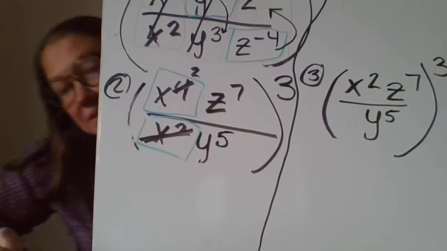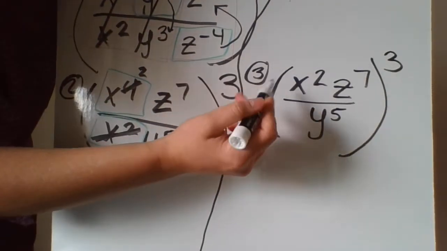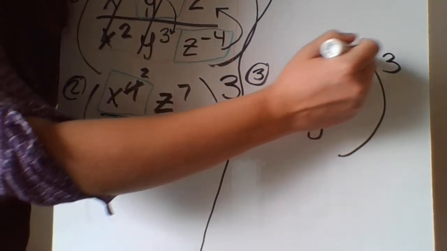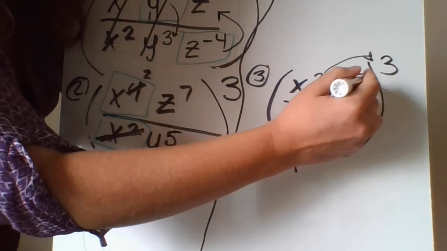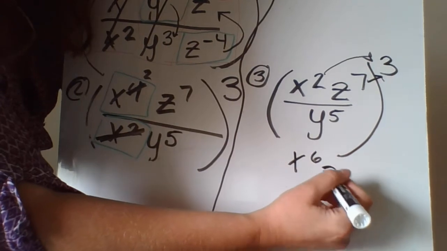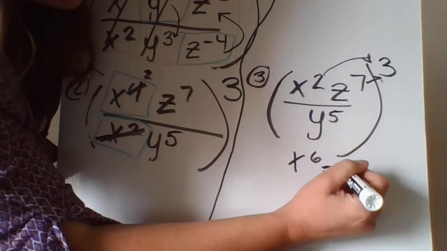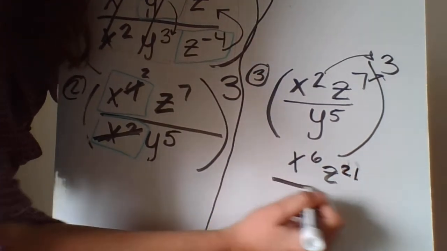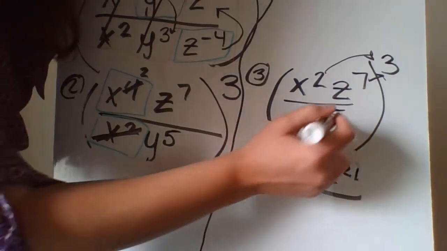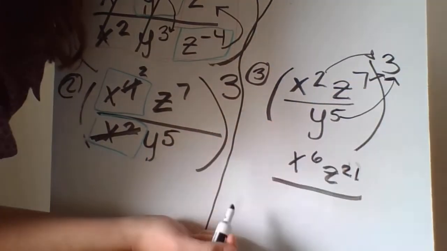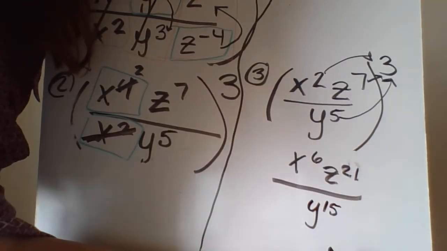Our very last step is to get rid of that outside exponent. And remember, I just multiply these together. So I'm going to take 2 times 3, and I'm going to get x to the 6. I'm going to take 7 times 3, and I'm going to get z to the 21st. That's a terrible looking 21. Sorry about that. And then I'm going to draw my line because it's just the same as it is in the problem. And I'm going to take my y to the 5th and multiply that by 3, and that's going to be y to the 15th power.